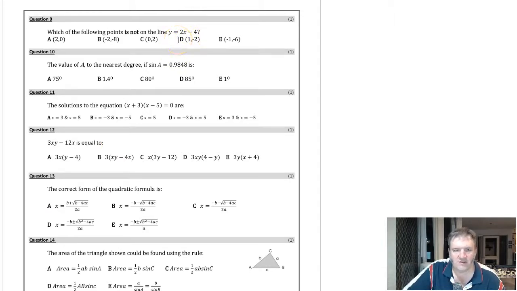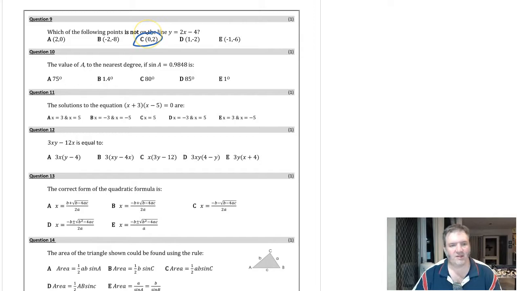Well, this one, it's easiest just to substitute in the points. When x equals 2, I would have 2 times 2 is 4, minus 4 is 0. So that is on the line. Negative 2: 2 times negative 2 is negative 4, minus another 4 is negative 8. That is also on the line. 0, negative 2. Well, when x is 0, y should equal negative 4. That's not negative 4, so it looks like C is the answer.